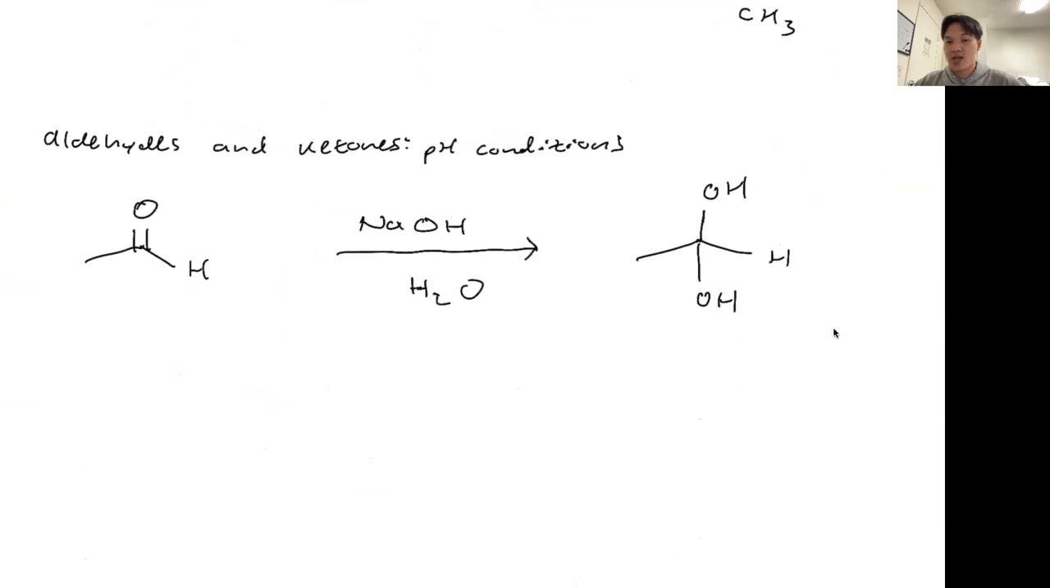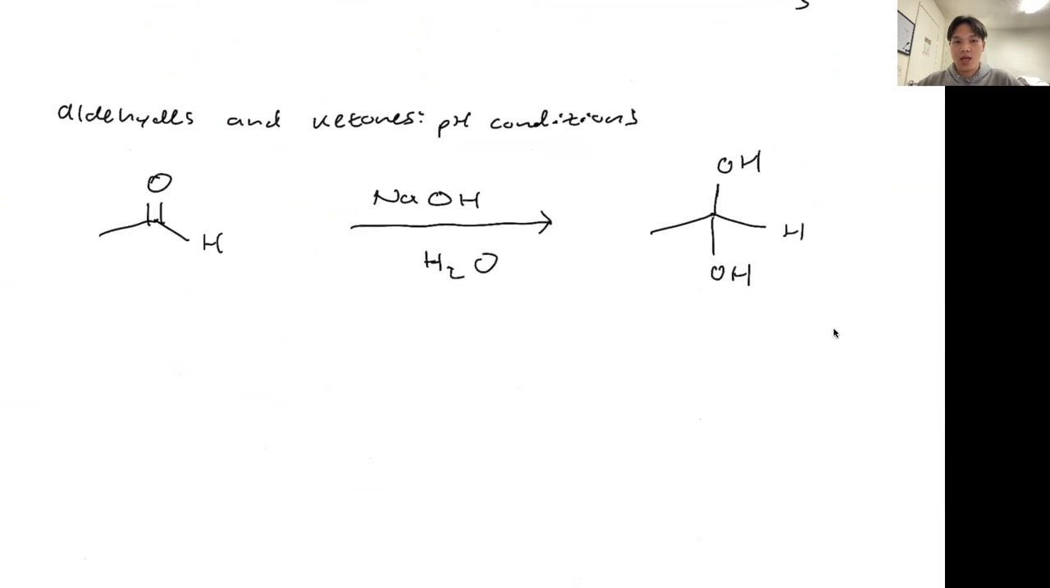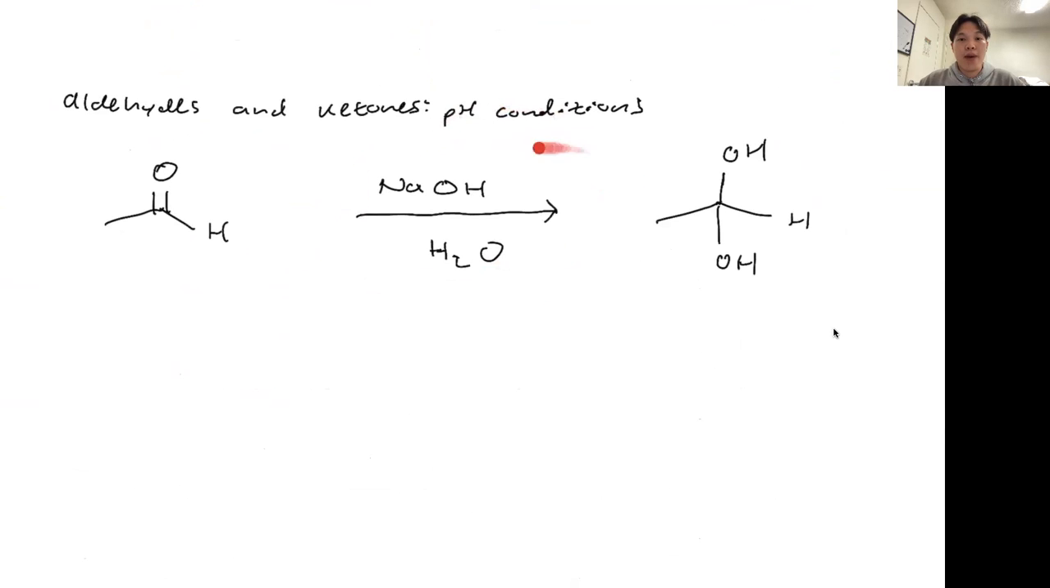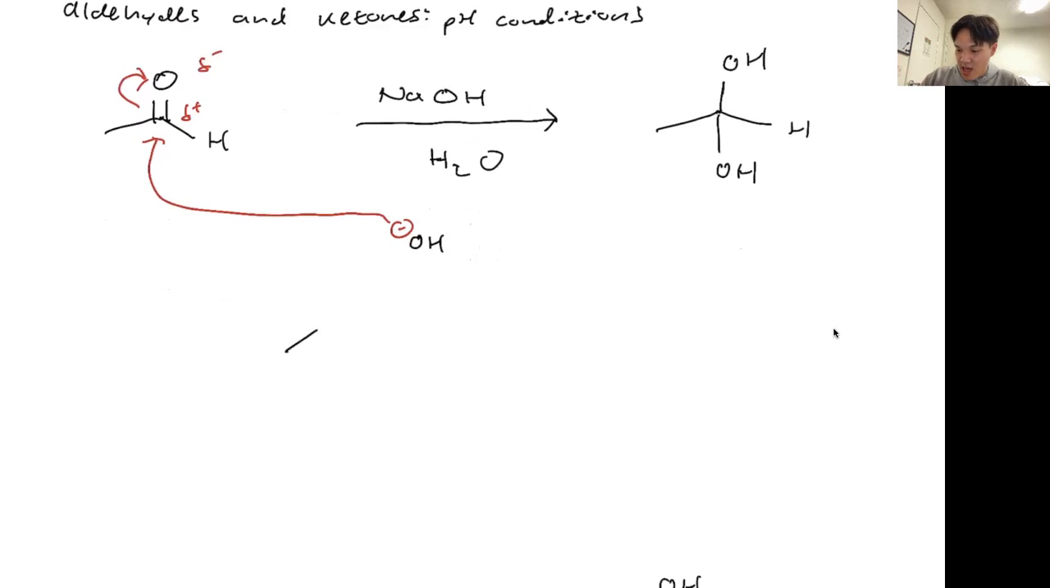So let's talk about pH conditions when we're dealing with aldehydes and ketones. Right here, this is what we would call a basic condition, right? You see this OH is negatively charged, and we also have water as our solvent, right? So this OH is going to be like this with a negative charge here. And if you remember, because we have this delta positive on this carbon, we can react it with that carbon, and then this will go up, making this tetrahedral intermediate, OH plus H2O, right?